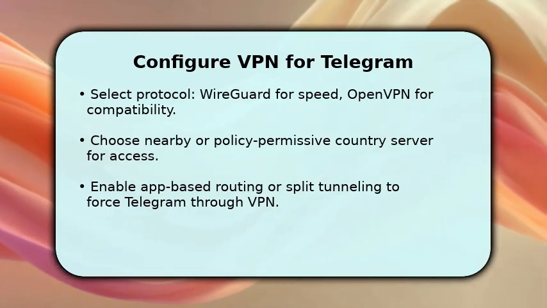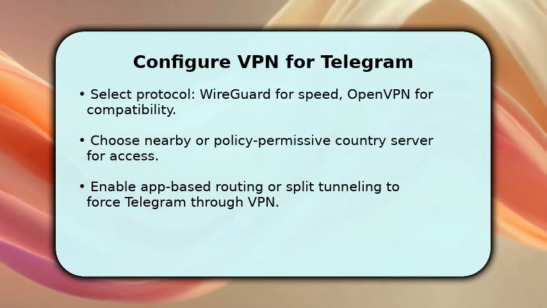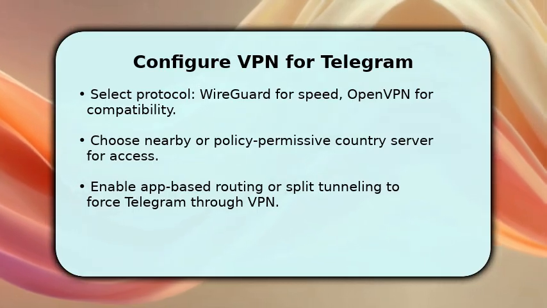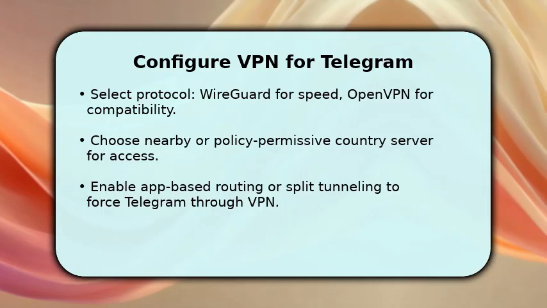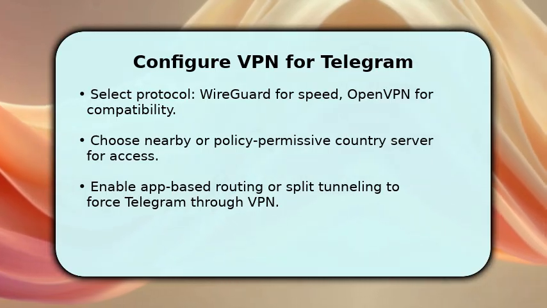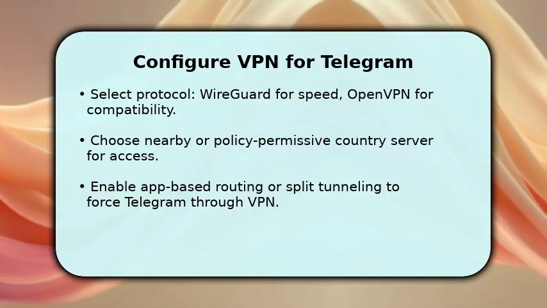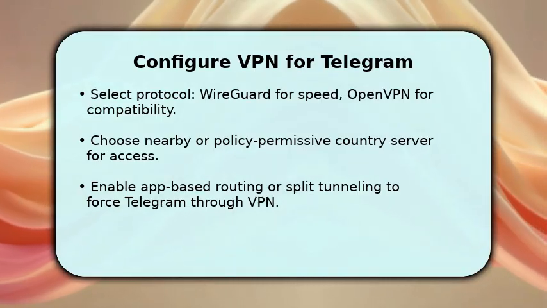Then enable app-based routing or split tunneling and add Telegram to the forced VPN list so only its traffic uses the tunnel, or invert that if you want all apps protected. You do this to reduce unnecessary traffic. Finish by verifying Telegram works over the VPN.